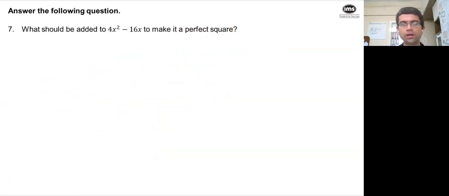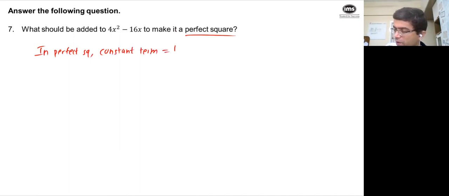What should be added to 4x square minus 16x to make it a perfect square? Now in school, have we learned a property that in a perfect square, the constant term is equal to middle term square upon 4 into first term? Constant term in any expression which is a perfect square should be middle term square upon 4 into first term.